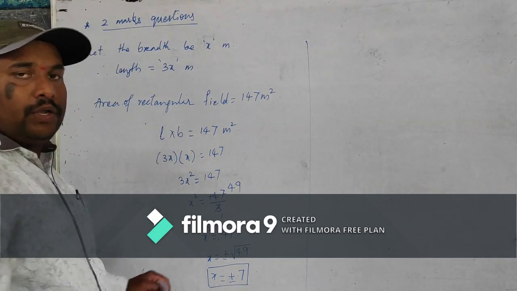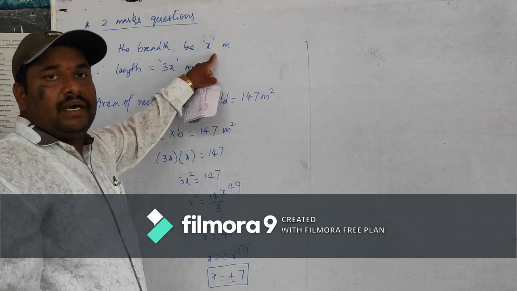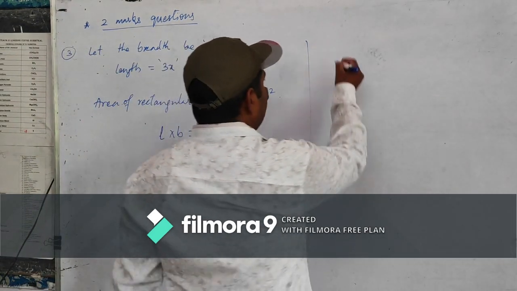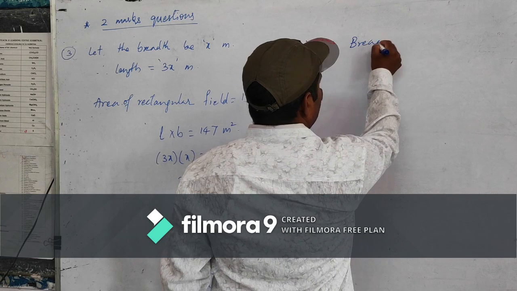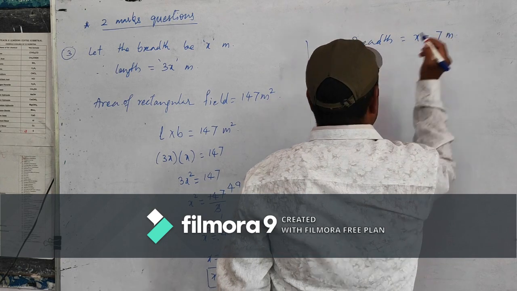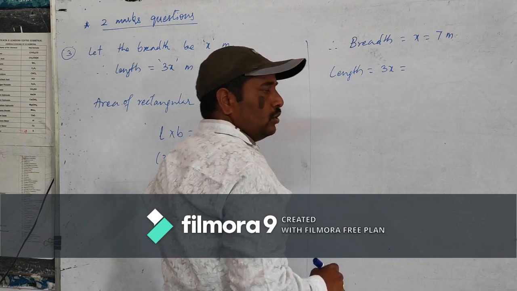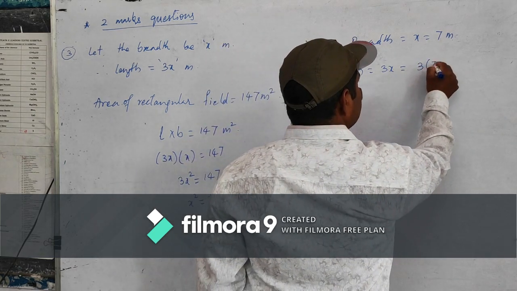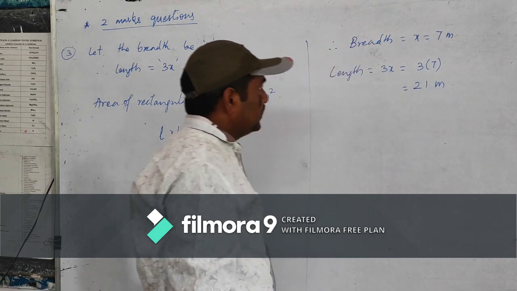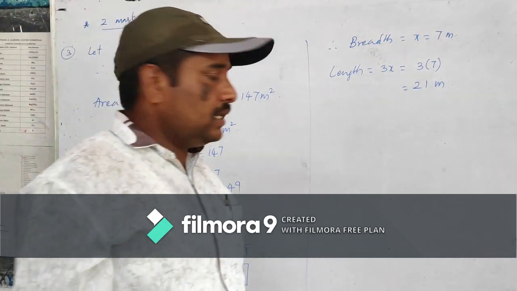But here you have to consider only positive value, because breadth is here x. Breadth cannot be in negative, so you have to consider only positive value here. Therefore, breadth is equal to x is equal to 7 meters, and the length is equal to 3x is equal to 3 into 7, it is 21 meters. These are the breadth and length of the field.